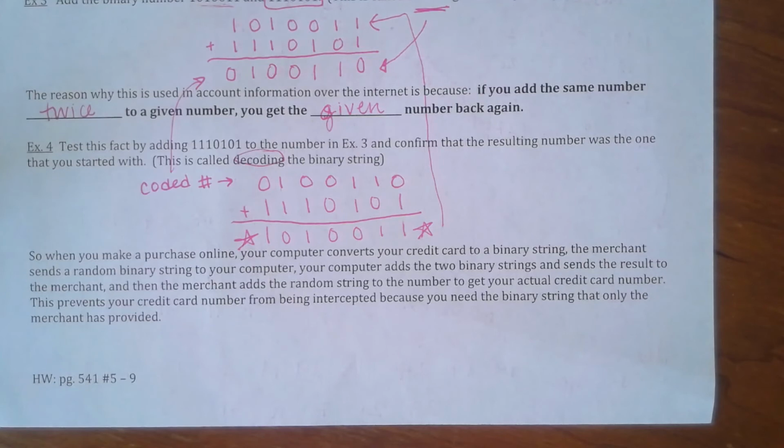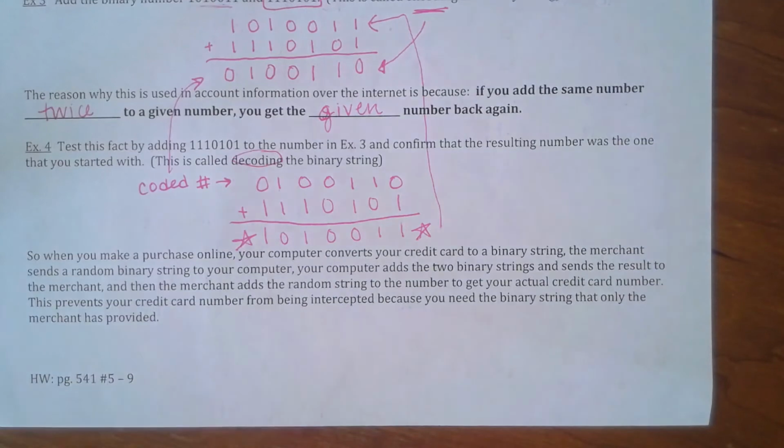What actually happens when you make some sort of purchase online is that you put in your credit card information. That credit card information is converted into some binary string like this, some set binary string that represents your credit card information. The merchant sends some random binary string to your computer. Your computer adds the two binary strings together and then sends that result to the merchant. The merchant adds that random string that they sent to you to your number to get your credit card.